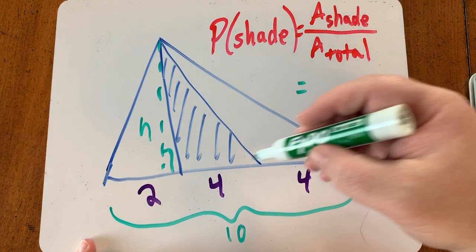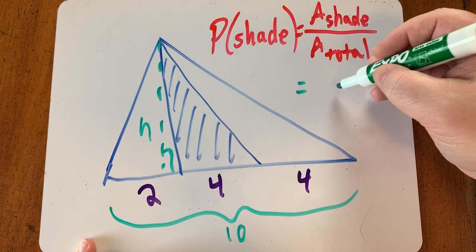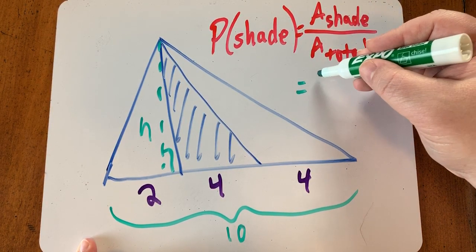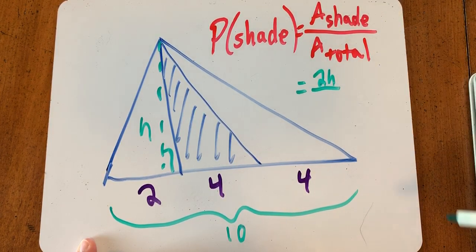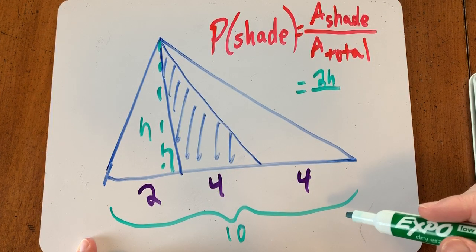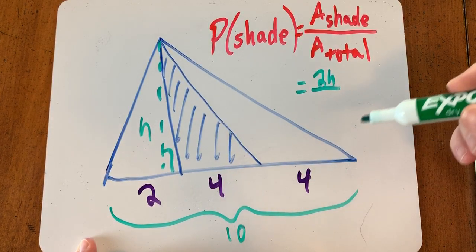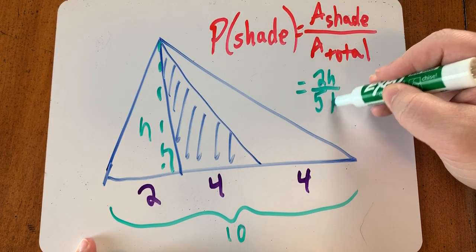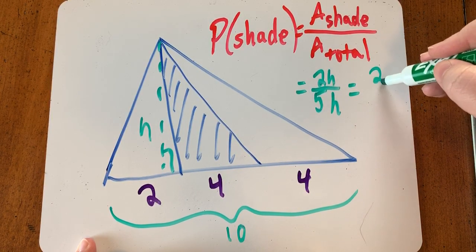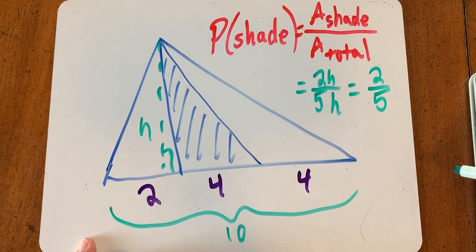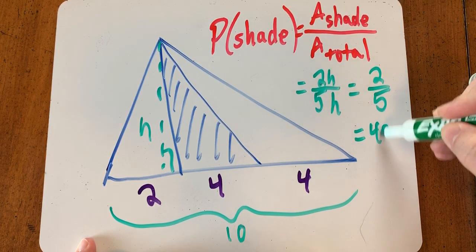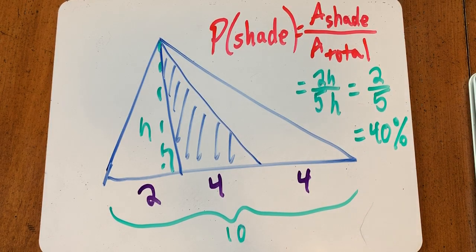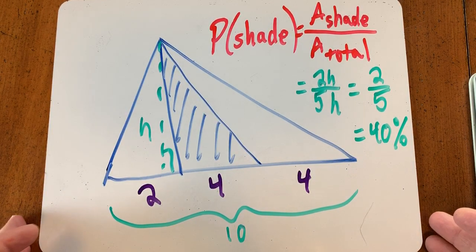The area of the shaded region is 1/2 times 4 times h. 1/2 times 4 is 2, so that's 2h. And the area of the total region is 1/2 times 10 times h, so 5h. The h's divide off, so the probability is 2/5, or 40%. So that's a case of geometric probability.